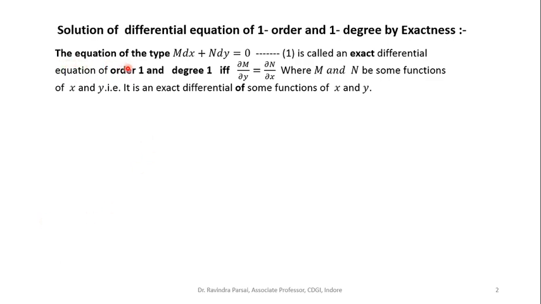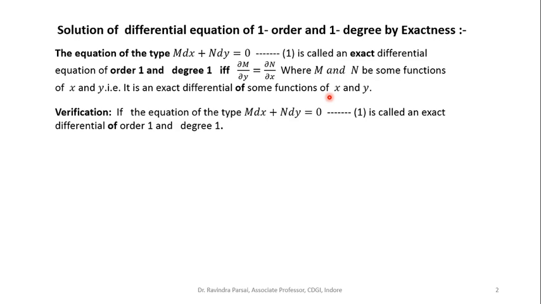The equation of the type M dx plus N dy equal to 0 is called an exact differential equation of order 1 and degree 1 if and only if del M upon del y equal to del N upon del x, where M and N are some functions of x and y. It is an exact differential of some function of x and y.